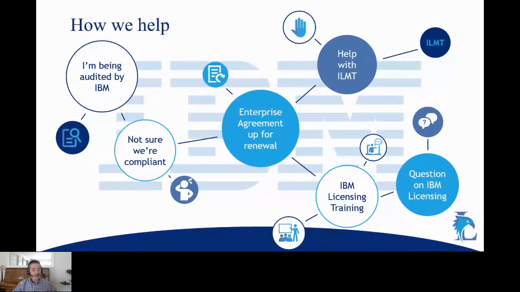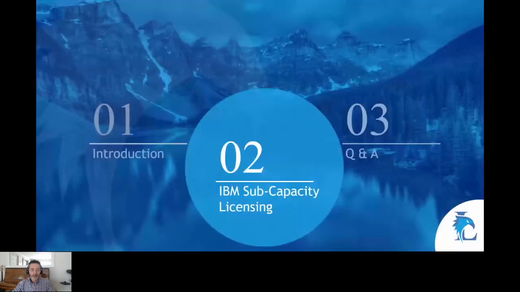So that's enough about us, I think. Let us get into the main topic we want to cover today. That is IBM Sub Capacity Licensing.